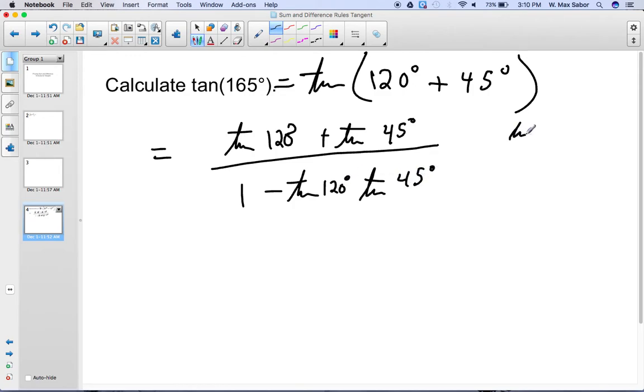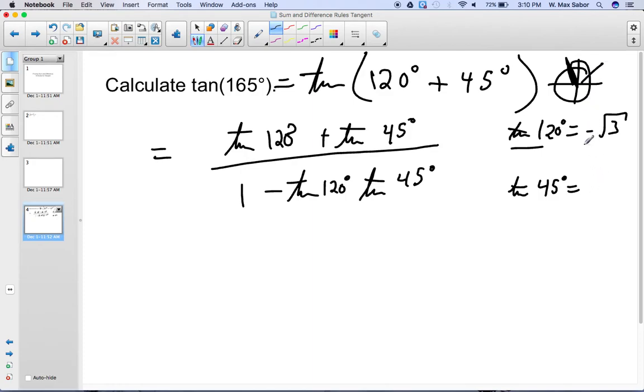So tangent of 120 on the unit circle, that is over here. It is a steep negative line, and I know off the top of my head that's negative square root of 3. If you don't, go ahead and double check that you can figure out what tangent of 120 degrees is. Tangent of 45 degrees is over here. That's a positive slope of 1.